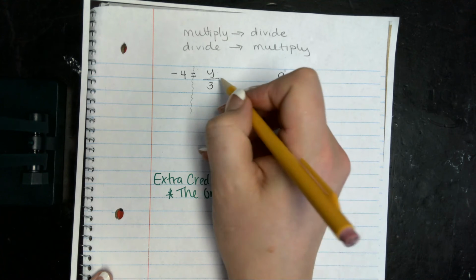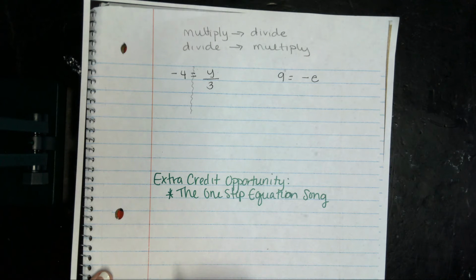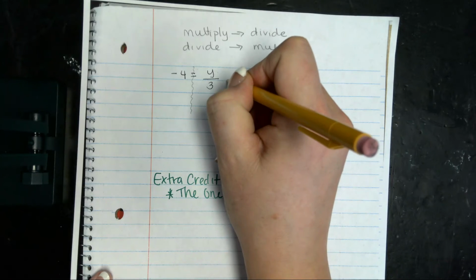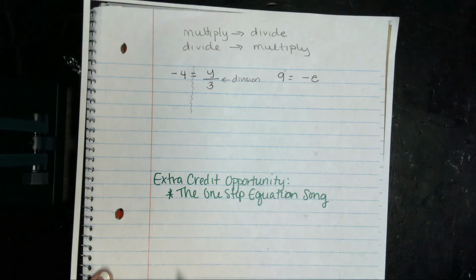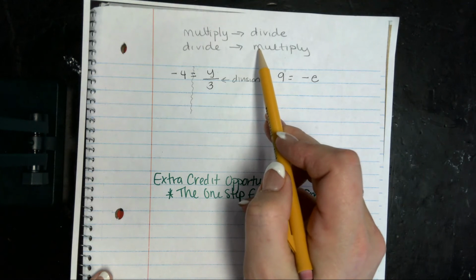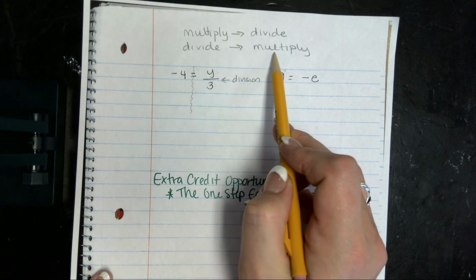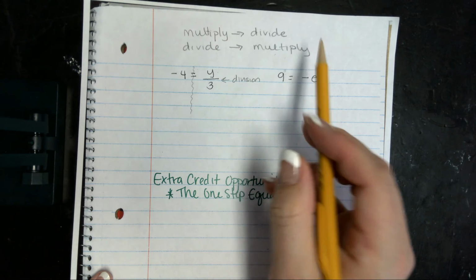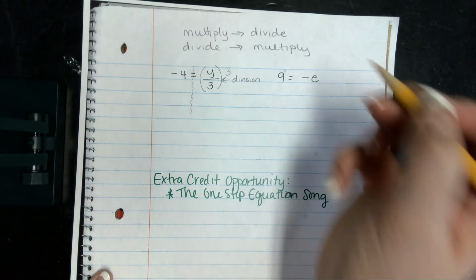Now, y over 3. Does this over bar also mean something in math? It does. And what mathematical property does it stand for? Division. Perfect. So this means division. Now, according to our signs up top here, what is the opposite of division? It's multiplication. So here, I'm going to multiply by 3 in order to get rid of it.